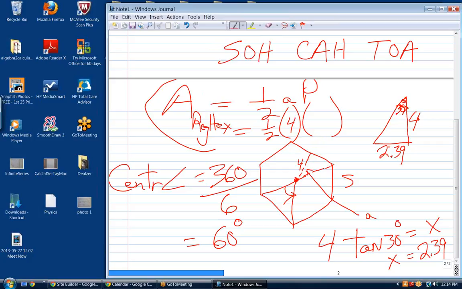No. Remember that this triangle that we drew is only half of one of these triangles. Oh, okay, so you do 2. That half right there. 2.309 times 2. That gives you the side length, okay? Which is 4.78.